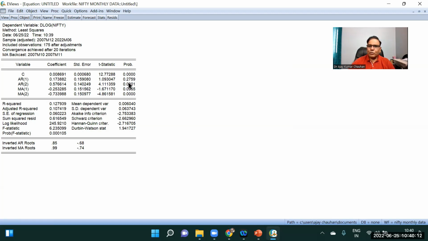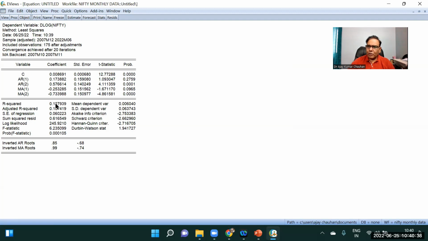So there are many permutations and combinations that we have to try. And they may be insignificant because of the multicollinearity issue, because in ARIMA multicollinearity is very common, so we cannot ignore that. The only thing is that the forecasting accuracy will improve. Here R square is 12%, earlier it was only 3%, so this model may be better than the previous.